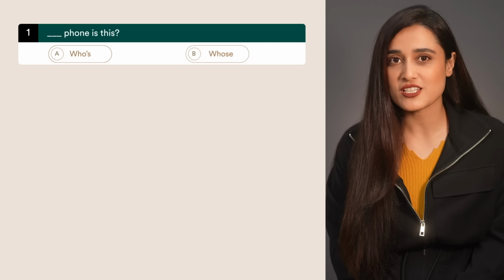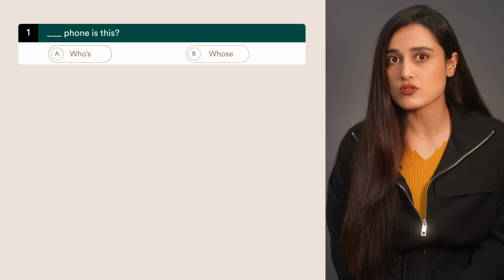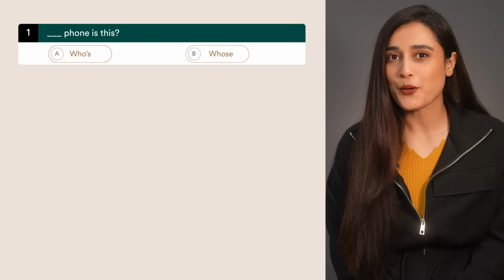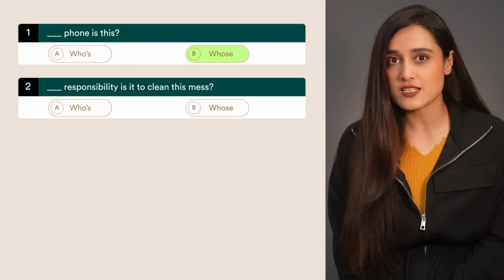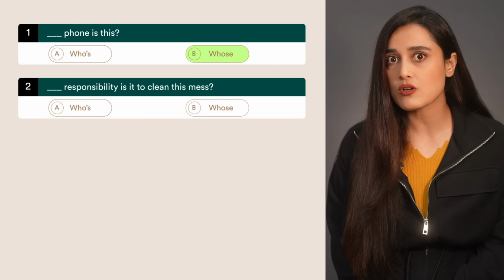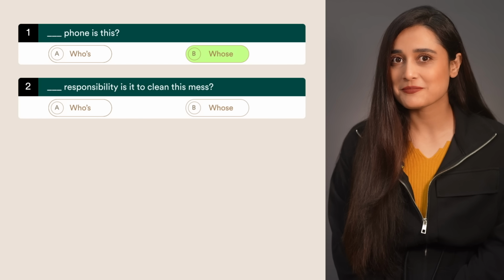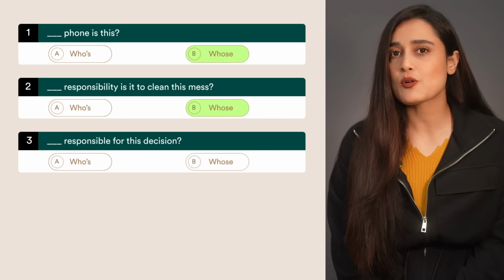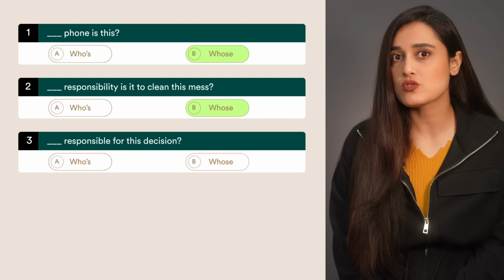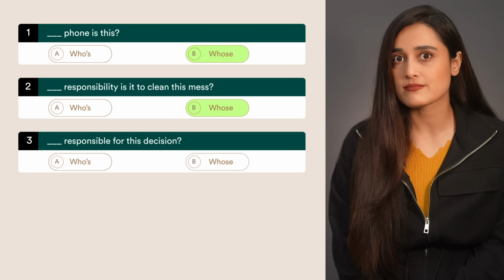Hi. Okay, tell me what fits here. Dash, phone is this. Whose or who's? Whose. Alright, next one. Dash, responsibility is it to clean this mess? Whose or who's? Whose. Okay, another one. Dash, responsible for this decision. Whose? Whose.